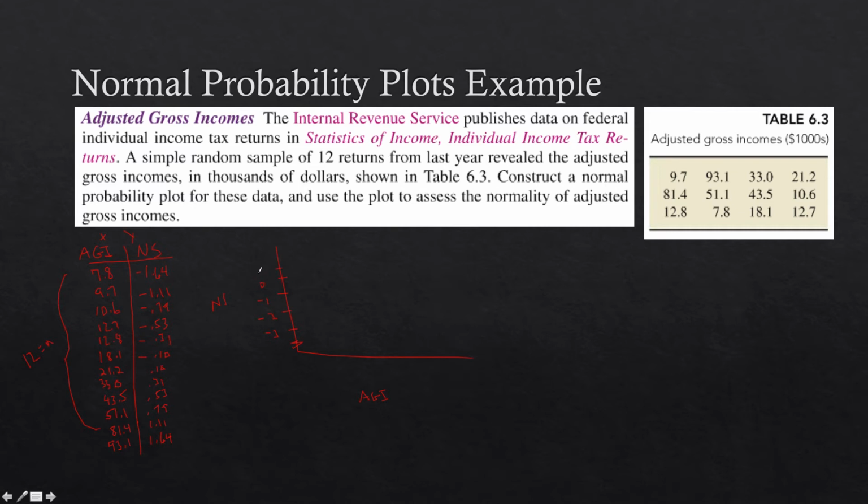And so here's our normal score side. And here is our 20, 30, 40, 50, 60, 70, 80, 90, 100. Okay.